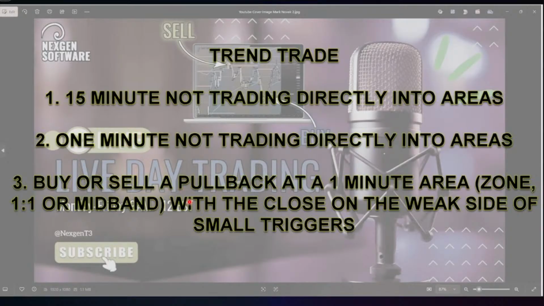The final rule is just entry. You're going to buy or sell a pullback in an area on that 1-minute chart, that faster chart. You're going to do it at zones, one-to-ones, or mid-bands, because horizontal lines are bouncy.